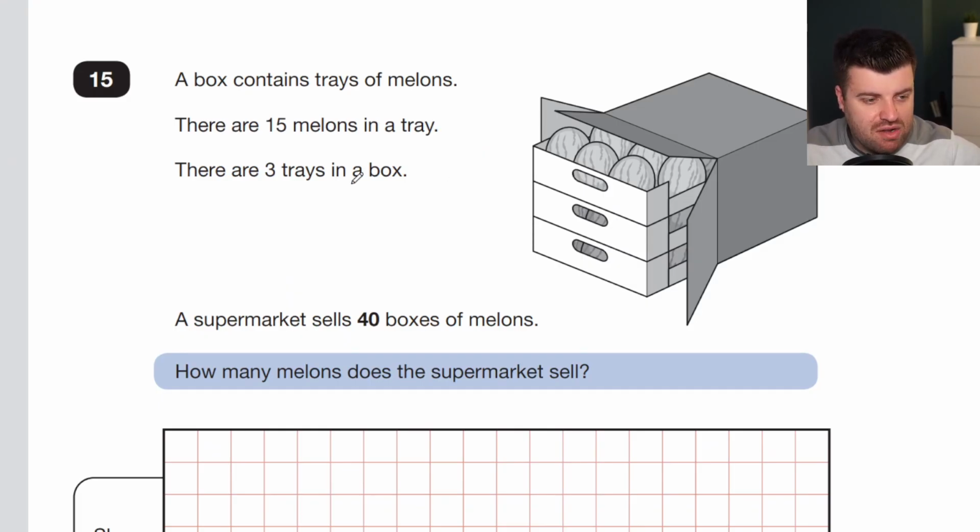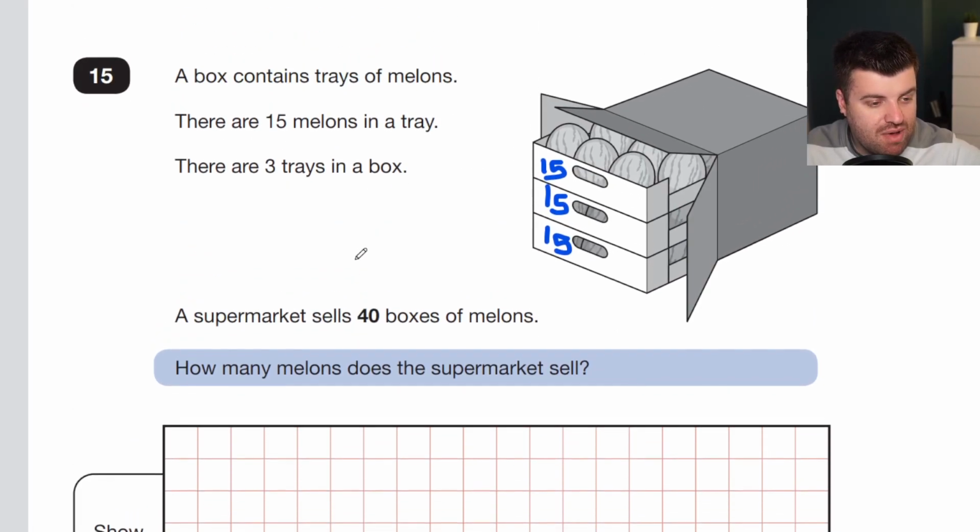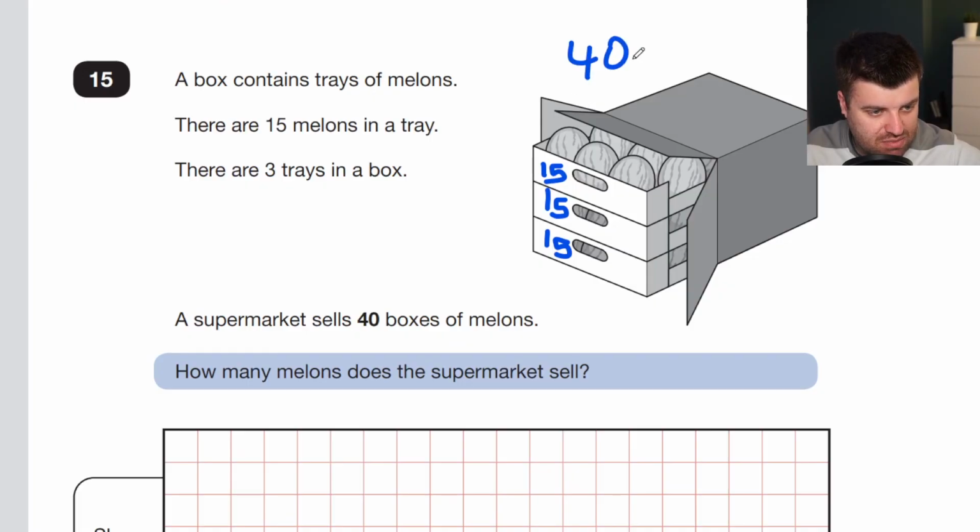Question 15, a box contains a tray of melons. How wonderful. There are 15 melons in a tray. So there's 15 in each of these trays. I'm just going to draw it on. I like to draw things on the pictures. They help me. There are 3 trays in a box. We can see that. The supermarket sells 40 of these boxes. My goodness me. How many melons does the supermarket sell?